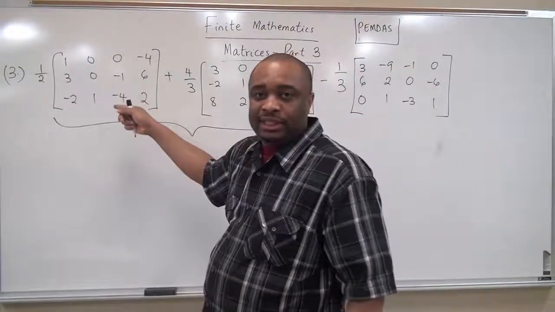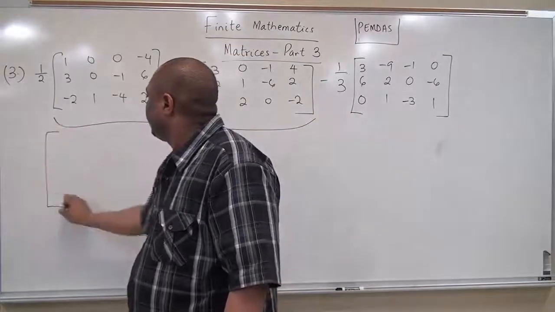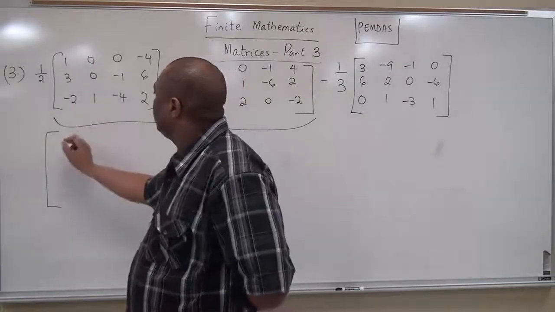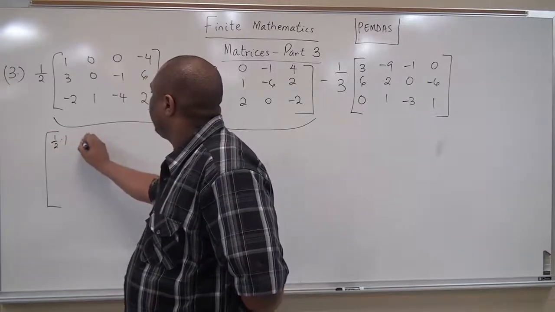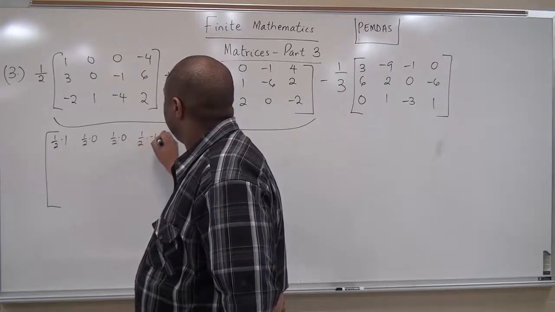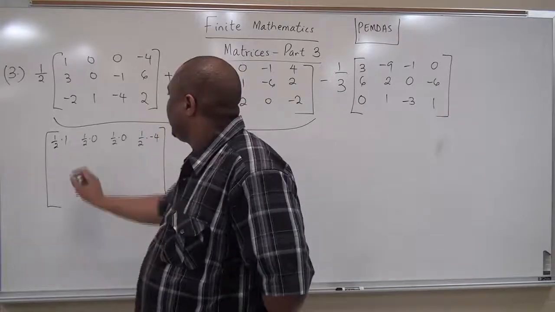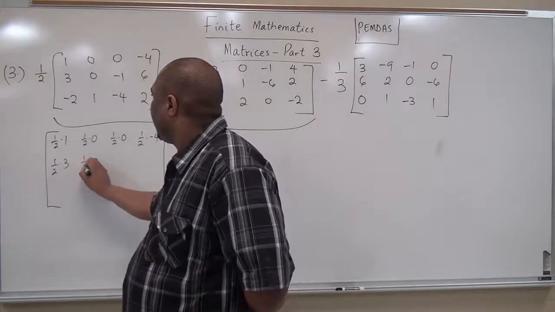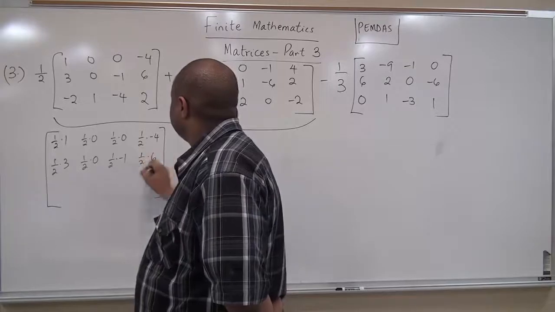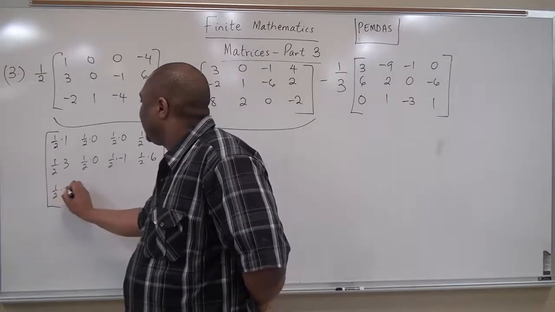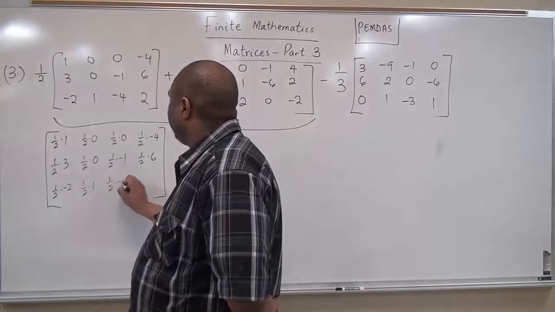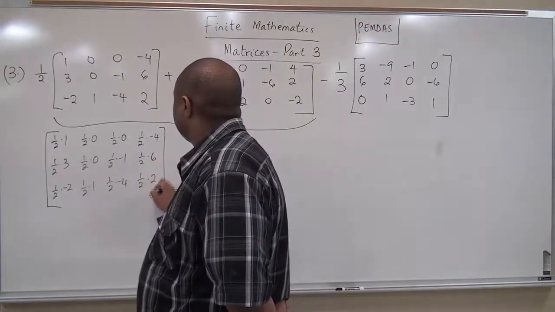So let's do the scalar multiplication first. This will be 1/2 times 1, 1/2 times 1, then 1/2 times 0, 1/2 times 0, 1/2 times negative 4, be close, then 1/2 times 3, 1/2 times 0, 1/2 times negative 1, 1/2 times 6, 1/2 times -2, 1/2 times 1, 1/2 times -4, 1/2 times 2.